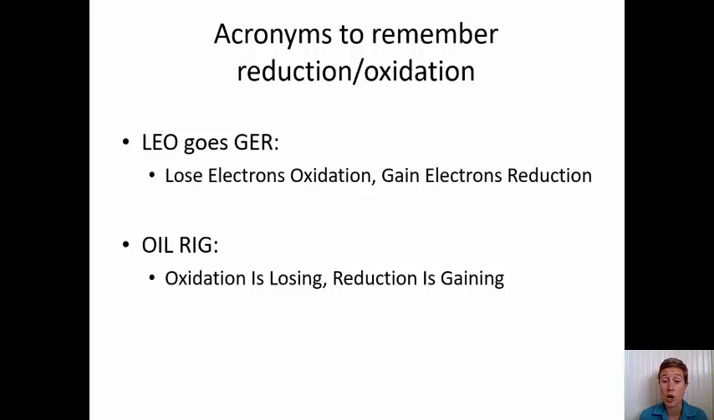I honestly find these helpful depending on what I know and what I'm trying to figure out. If I know that something is being oxidized and I'm wondering, is that losing or gaining, I use oil rig. If I know something's losing electrons and I'm trying to remember, is it oxidation or reduction, I use Leo goes grr. So both are useful in their own way.